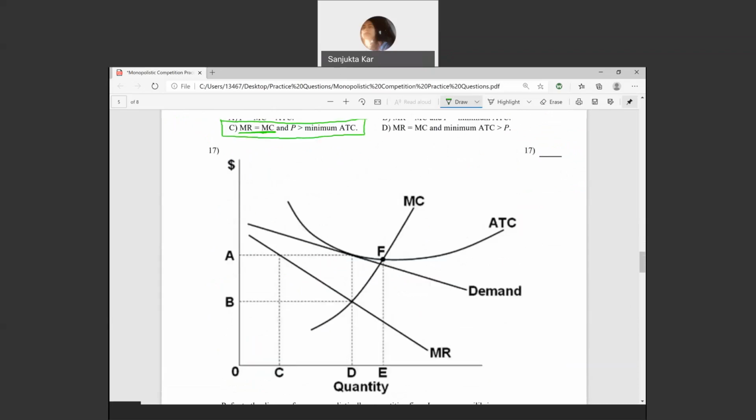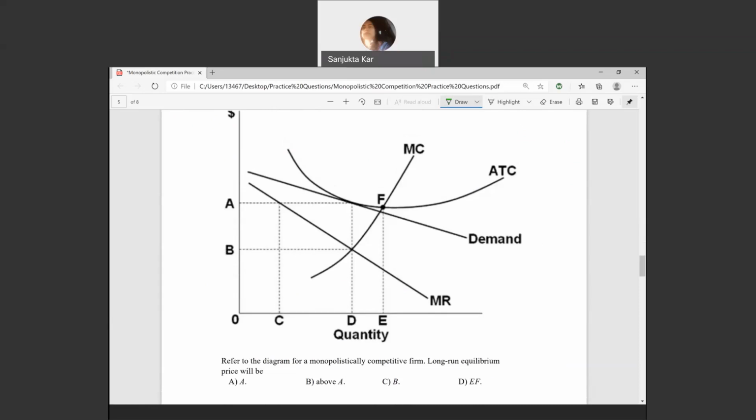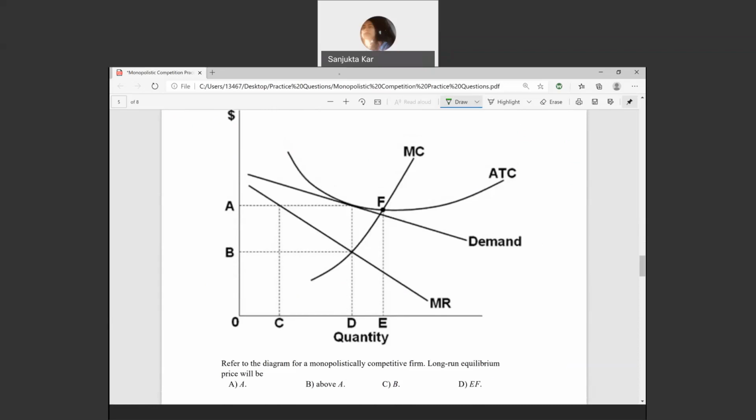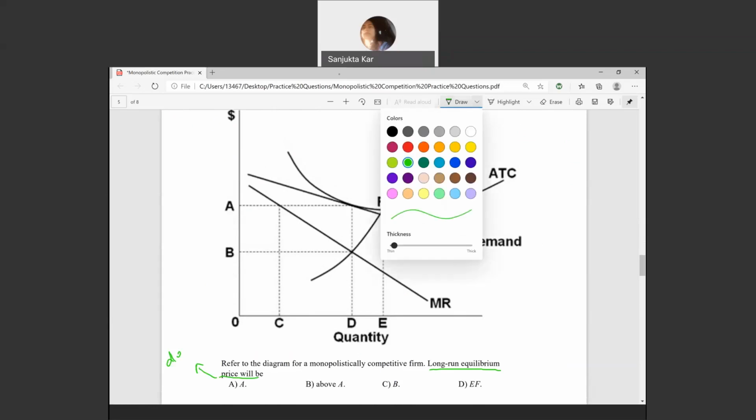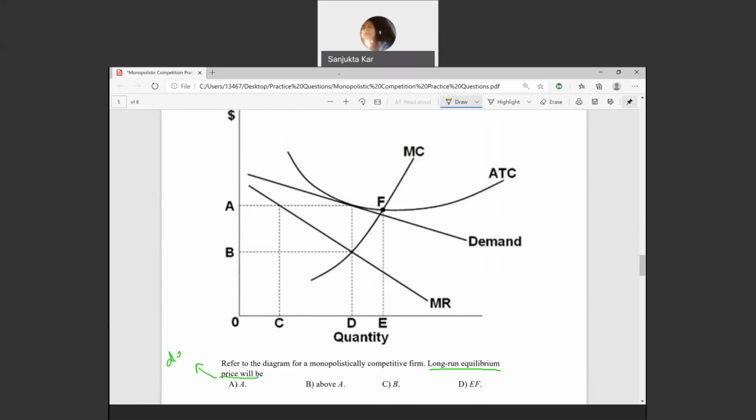All right, long run price. This is question 17. I think right now you are really good at this. To find the long run equilibrium price, it has to be from the demand curve. So the price is found from the demand curve. Before we find the price, we need to find out the output level.